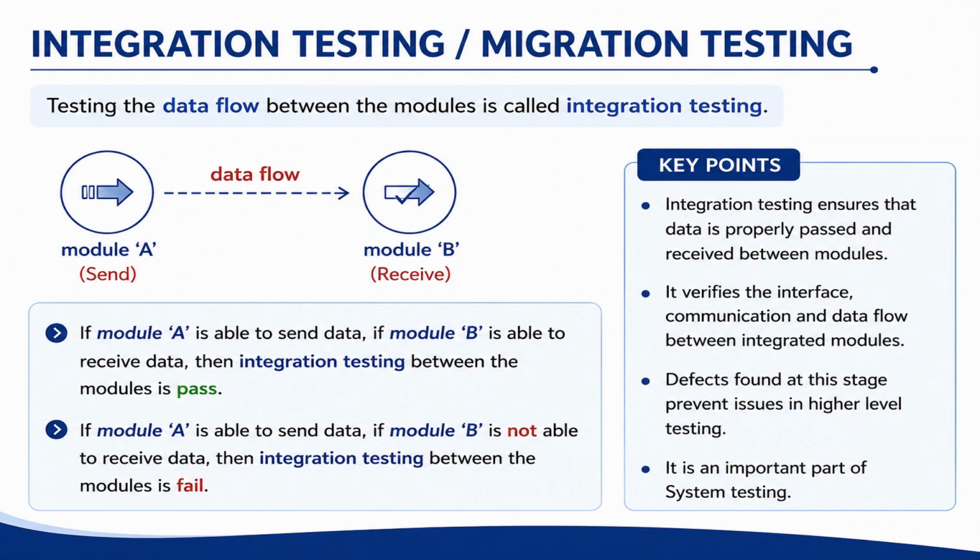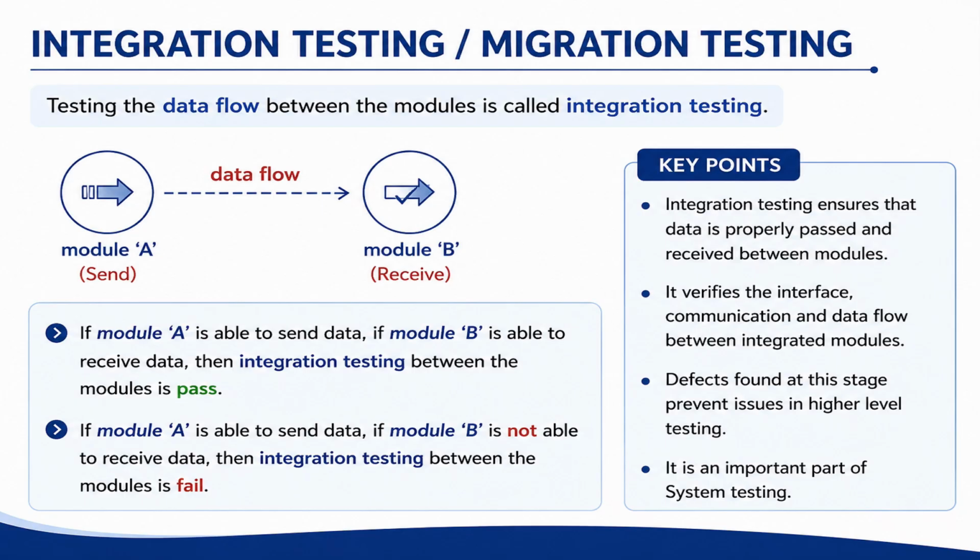Now the second testing is the integration testing, also called migration testing. If you see the diagram, we have two modules: module A and module B. Module A is the sender, module B is the receiver. Testing the data flow between module A and module B is called integration testing.